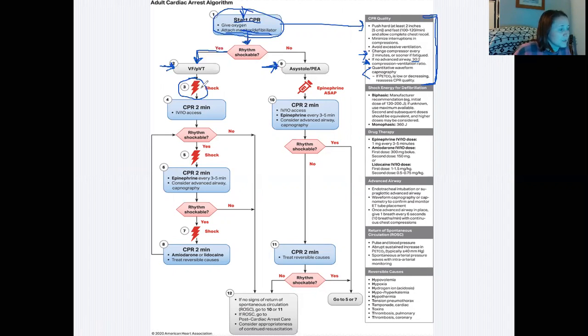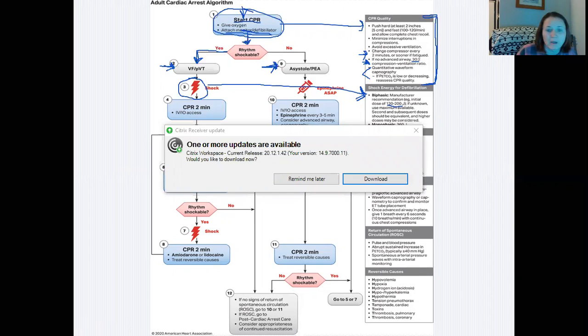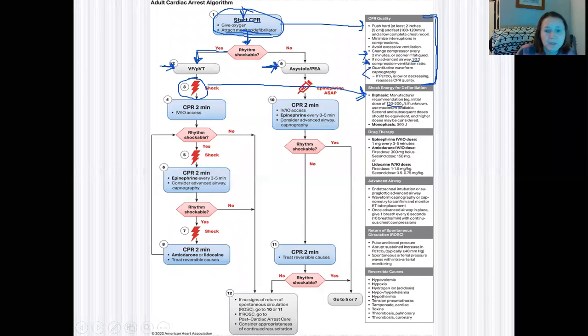Just like we talked about a little bit ago with the defibrillators, we've got information about our shocks over here. Our shock energy for defibrillation, what does that mean? If we've got a biphasic, we're going to go with the 120 to 200. I don't know if y'all can see that, but this thing just popped up on my screen. 120 to 200.